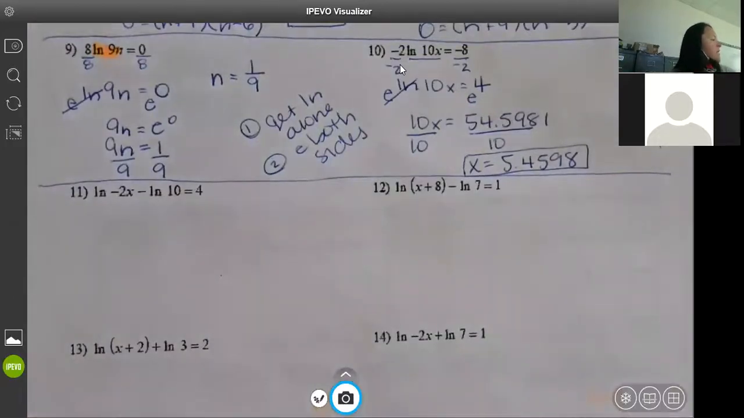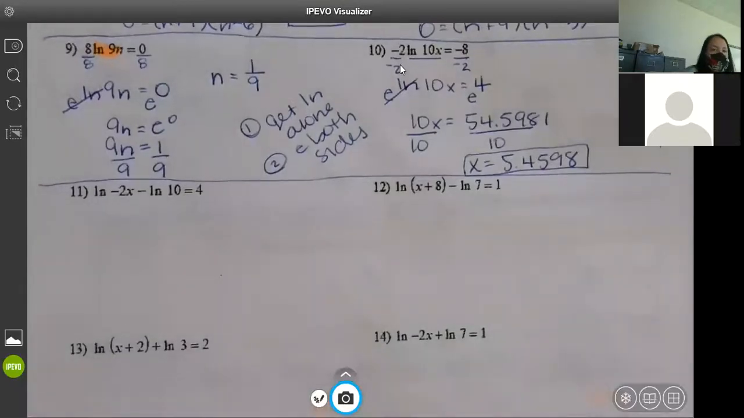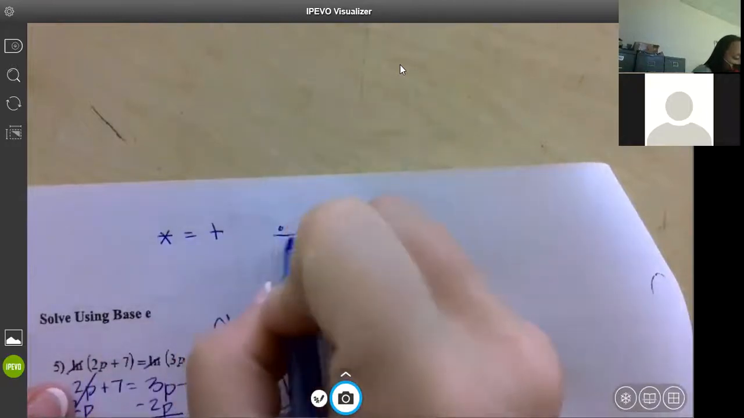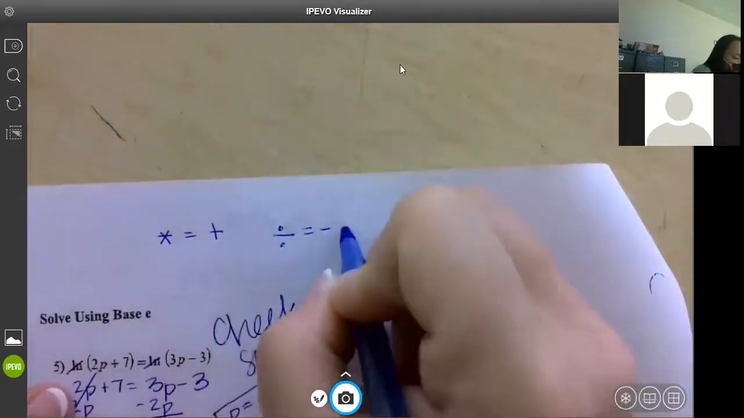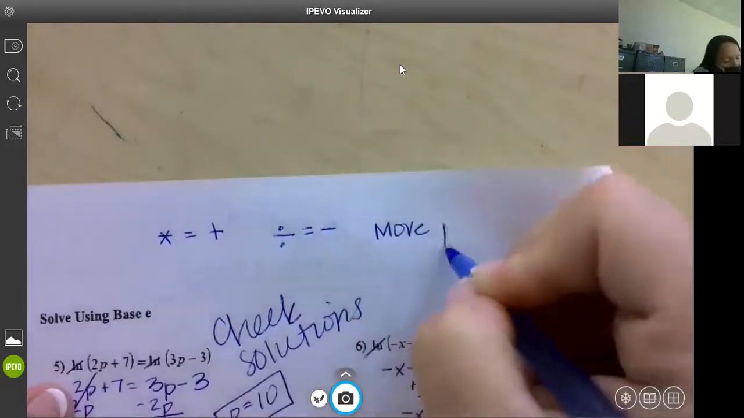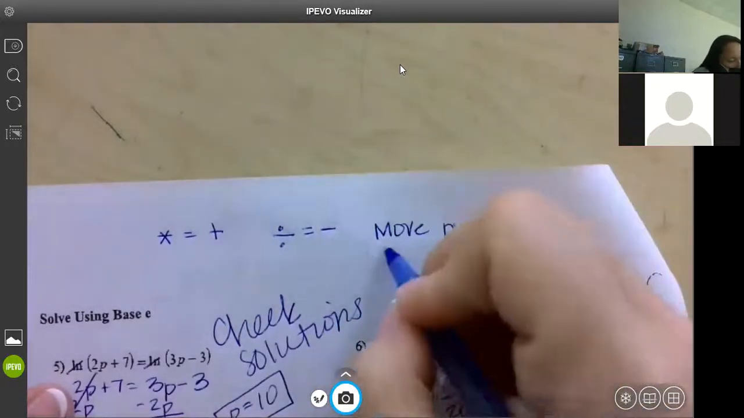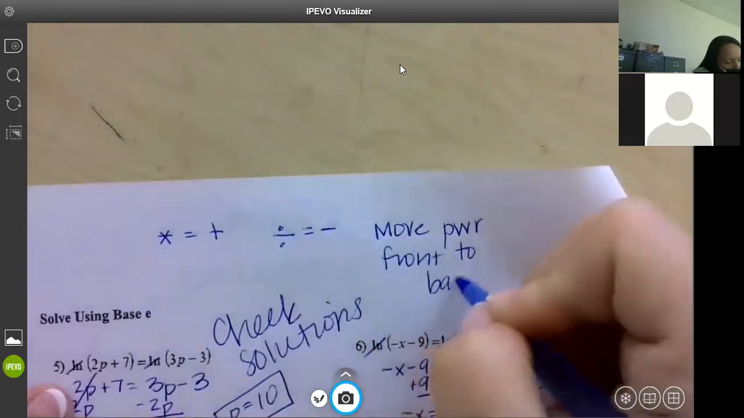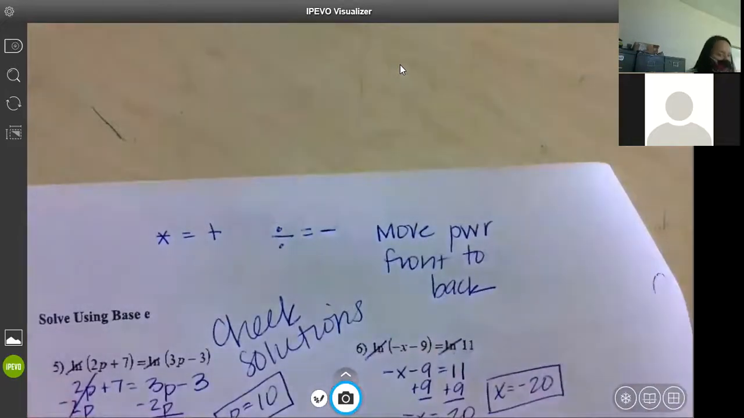Right. The last 4 are those properties that you learned with logs. So remember our properties. I'm going to go back up to the top to put our properties. Multiply is the same as add. Divide is the same thing as subtract. And you can move your power front to back. So don't forget those.